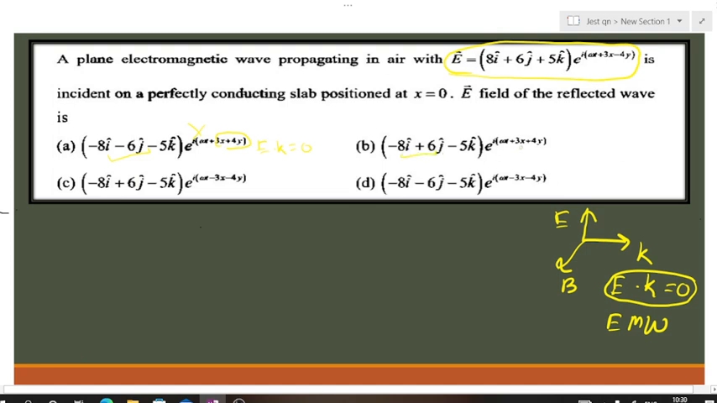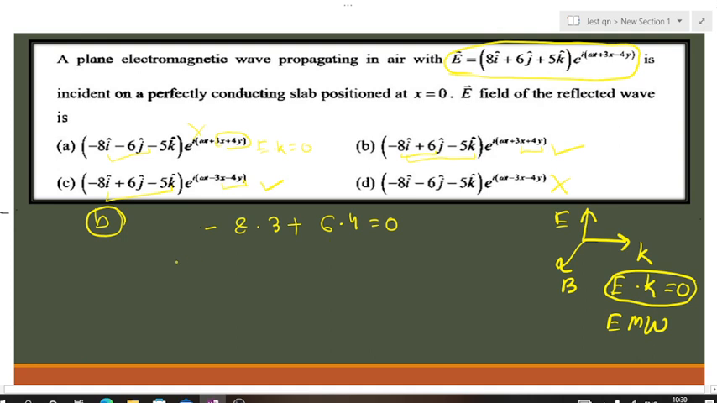Option B: this is E, this is K. E dot K is equal to 0. This is matching. And in the next option, this is E, this is K. This is also matching, equal to 0. It can be the answer. And option D is not matching. It can't be our answer. So in option B, minus 8 into 3 plus 6 into 4 is equal to 0.